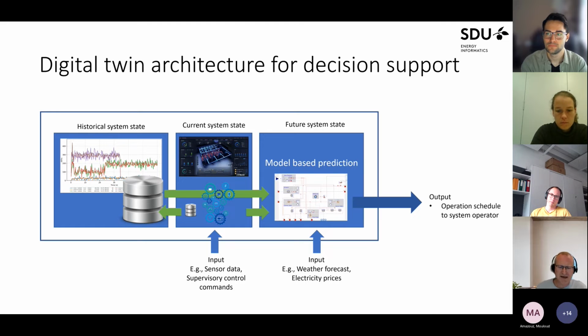So what we basically take in here is sensor input or input from a SCADA system that goes in to represent the current state of the twin. That is also used as the starting point of the prediction, where we typically use things like weather forecasts and electricity prices, such that we can try to optimize set points.